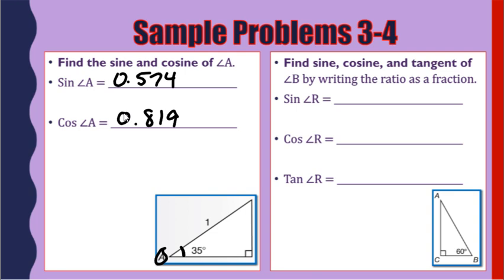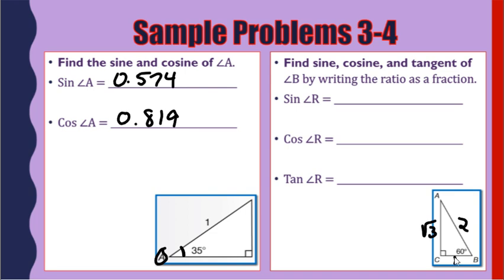Next one, find sine, cosine, tangent of angle B by writing the ratio as a fraction. So here you have a 30, 60, 90 triangle. So again, we need to put the correct side lengths on it. So the shortest leg is always 1. The longest leg is square root of 3, and the hypotenuse is 2.